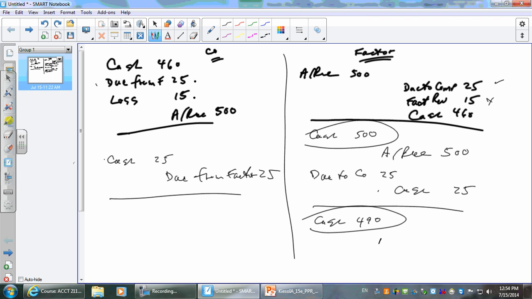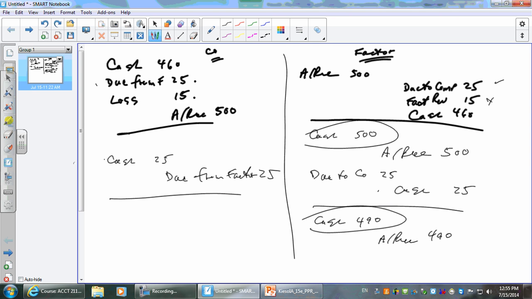Credit accounts receivable, 490. Debit due to company, 15. Credit cash, 15. I'm only going to send them 15, because what level was I protected to? 475, right? So I still get to keep 475. They get 15. Sound good? 490 less 15 is 475.